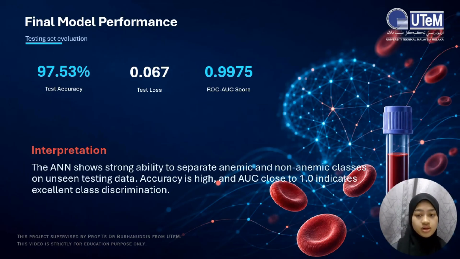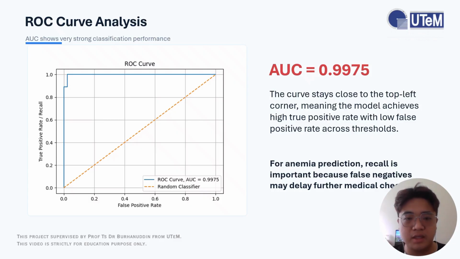The high AUC value, close to 1.0, means the classifier maintains a strong true positive rate with very few false positives. Overall, this confirms that our neural network is reliable for anemia prediction and can serve as a decision support tool in healthcare. Next, I will explain the ROC curve analysis of our model.